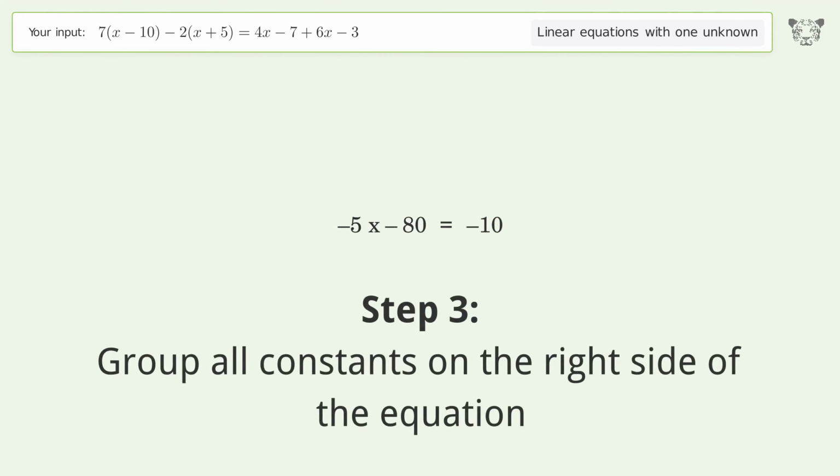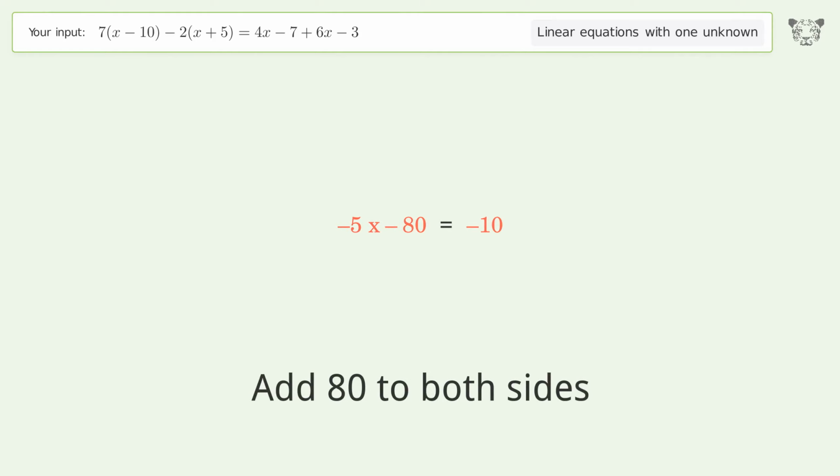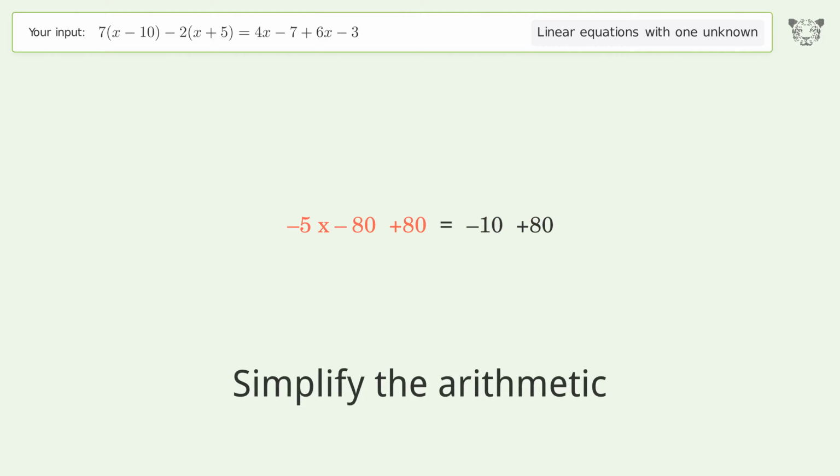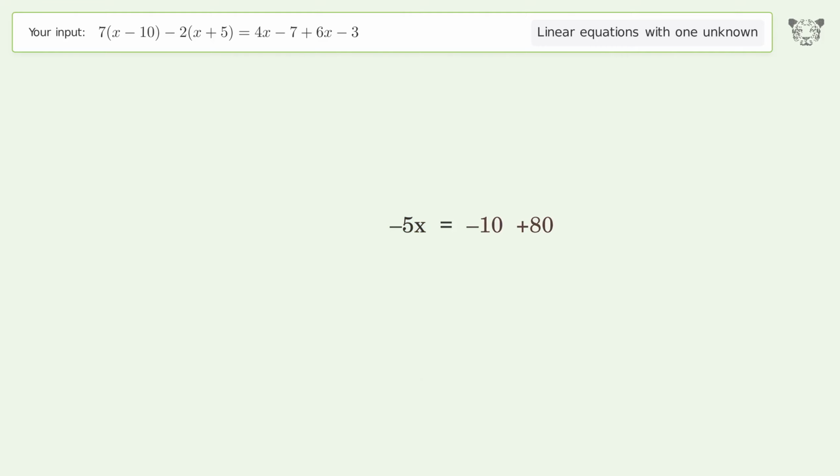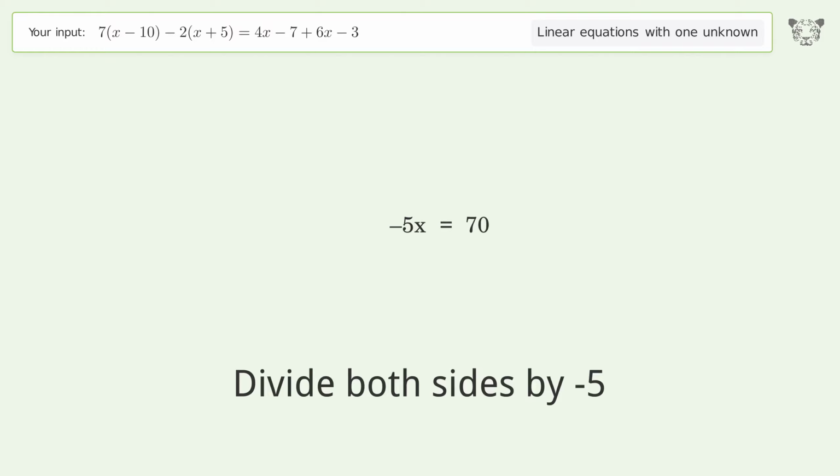Group all constants on the right side of the equation. Add 80 to both sides. Simplify the arithmetic. Isolate the x. Divide both sides by -5.